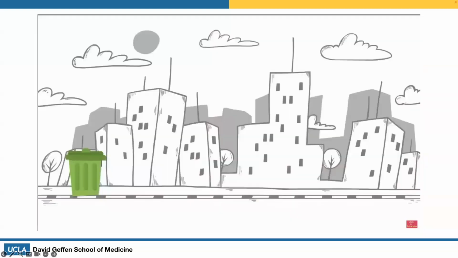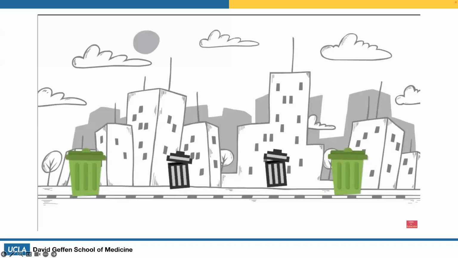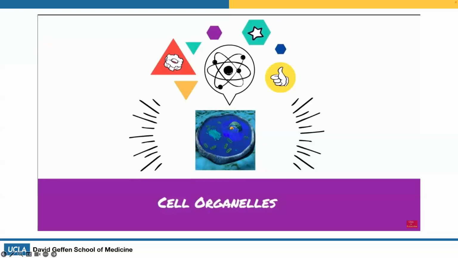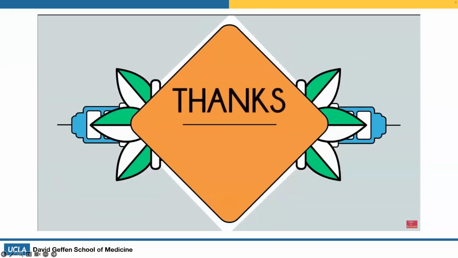The vacuoles are storage containers because vacuoles store food and water for the cell. The lysosomes are small trash cans because they break down waste material. And finally, the chloroplasts are represented by small solar factories that convert sunlight to energy. I hope this mnemonic device helps you with memorizing the cell organelles.